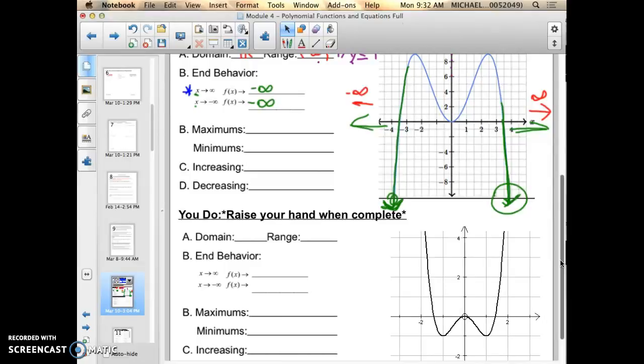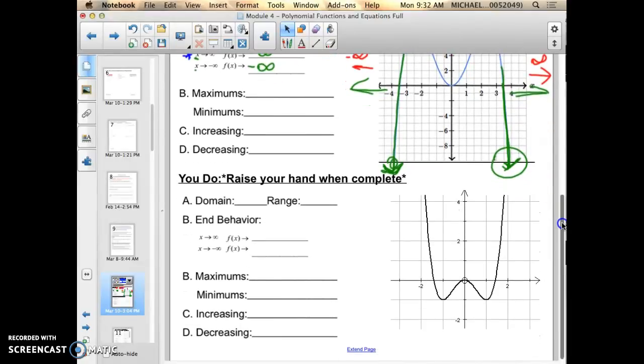So at this point, go ahead and try the You Do problem down here, try A and B, and raise your hand when you're done so I can come check your work.